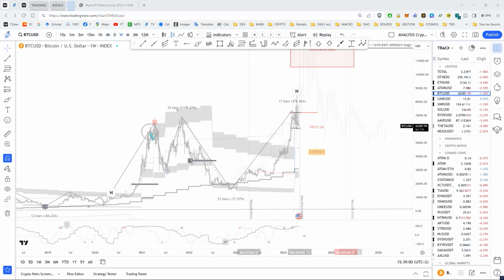The distribution pattern always happens in either clearly visible resistances, okay, or all-time highs. Same thing goes for the accumulation. They happen in clearly long-term visible support areas and at historical all-time lows. Okay, that's important for you to figure out.